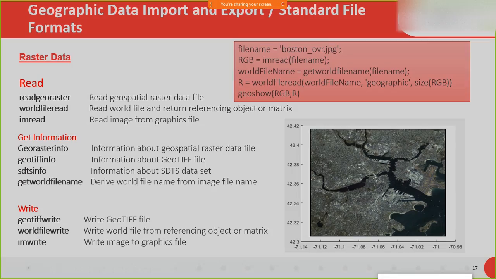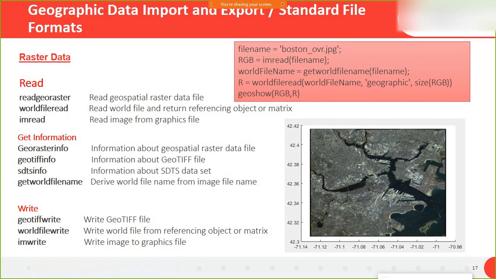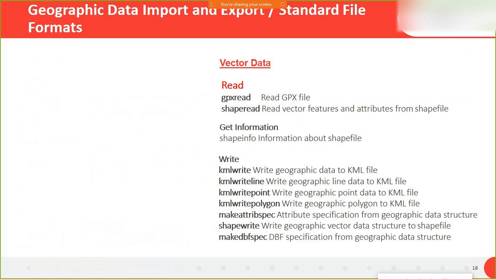So this is raster data type read and write. Another is vector data. Again, these are standard file formats. You can have data in a shapefile, or you can have data in the GPS format also. Okay, so this is the way we are going to read this data.